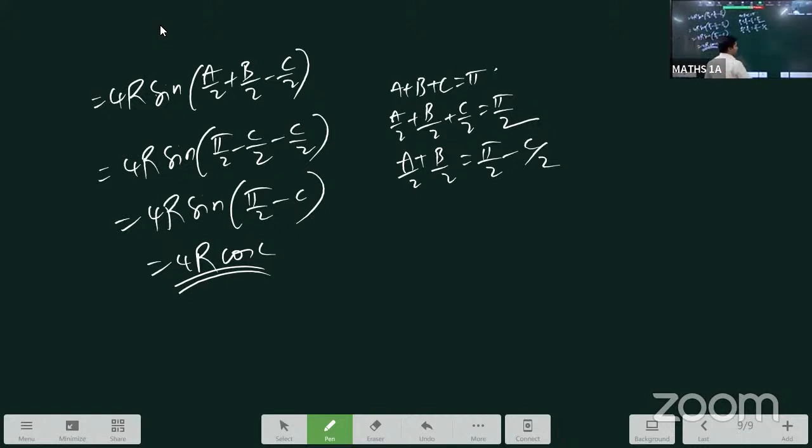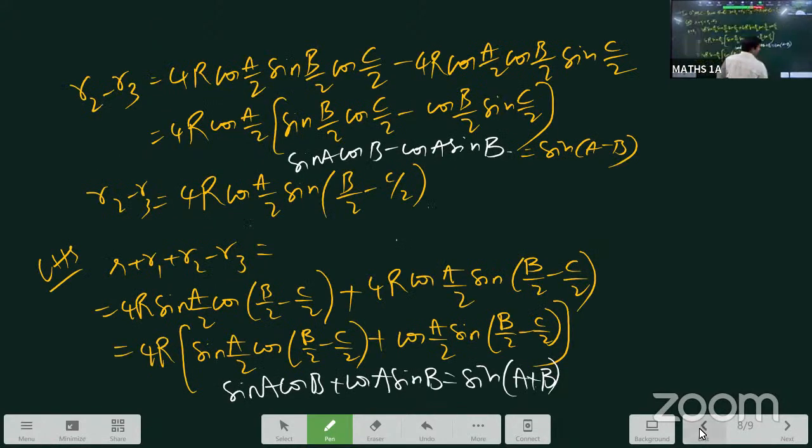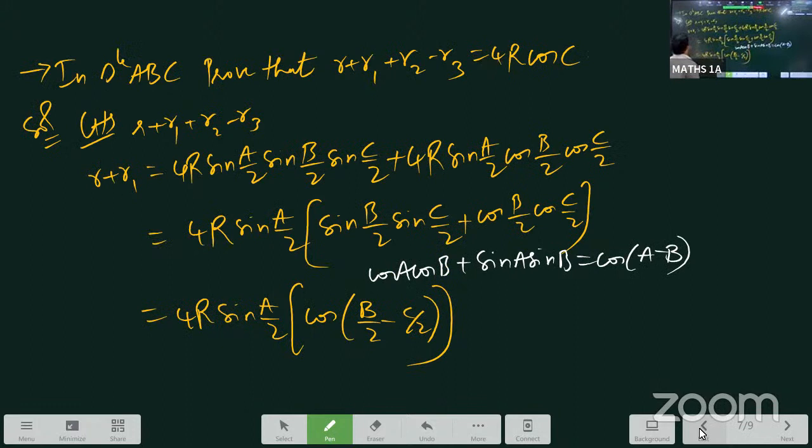So in the previous board, you can have a look once again. In triangle ABC, prove that... Yeah, this was asked for 7 marks. Is it clear? So R plus R1 plus R2 minus R3. You take R plus R1 separately, R2 minus R3 separately. Is it clear? Right.